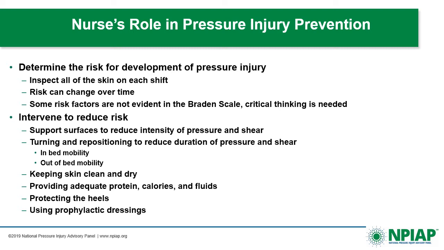And there are some risk factors that are not even in a device called the Braden scale, which we're going to talk about. And for those patients, we need to do some critical thinking and try to go beyond the Braden scale. Going to do a lot of interventions to reduce risk, including the bed the patient's on, called the support surface. We're going to turn and reposition the patient.